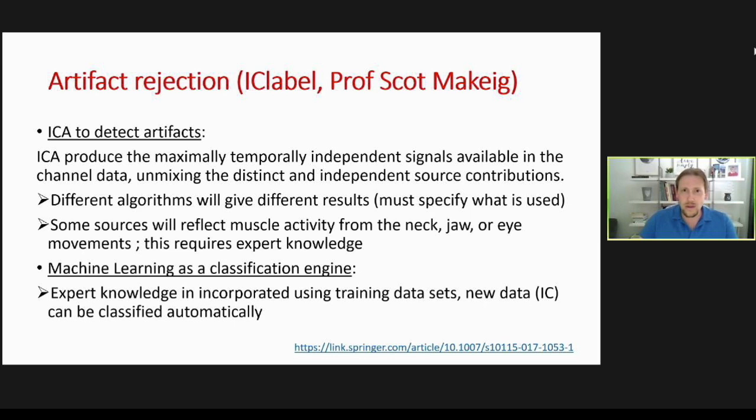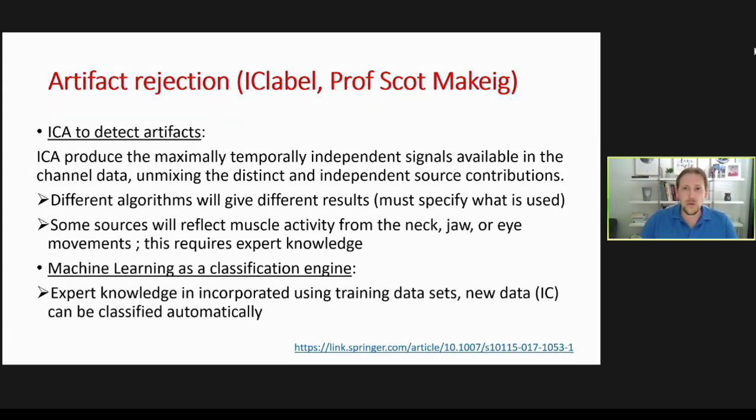But again, in ICA, many algorithms are available, and these will give slightly different results. From ICA, we get different sources. Some of them will reflect artifacts, such as muscle activity, eye movements, and so on. And typically, this requires expert knowledge to identify those.